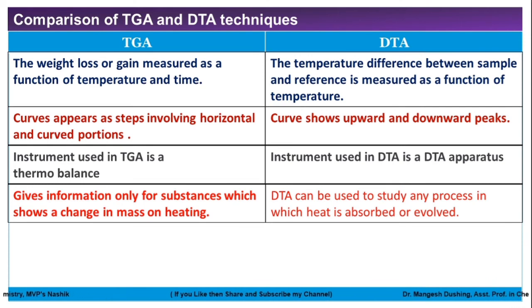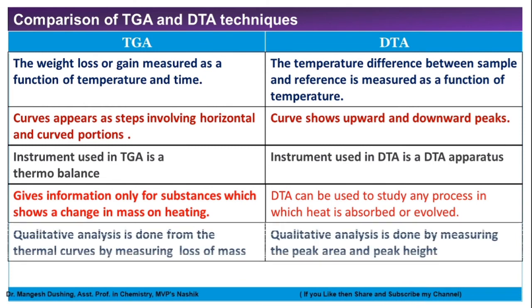TGA gives information only for substances which show a change in mass on heating. So this is very particular: where the substance on heating shows a change in mass, that gives the information in TGA, while DTA can be used to study any process in which heat is absorbed or evolved.